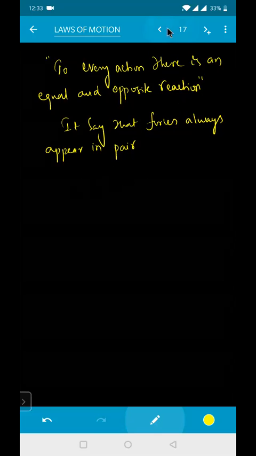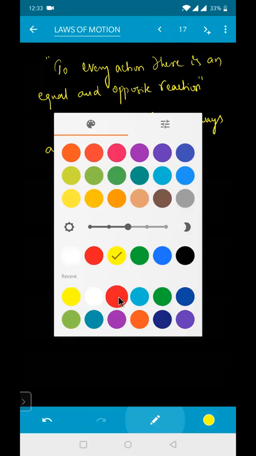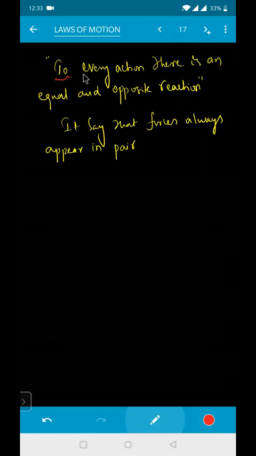So Newton's third law says that for every action there is an equal as well as opposite reaction, and they have equal magnitude, but they act on two different bodies. That is the reason the net force acting on any of these bodies will never be equal to zero. Is it clear for everyone? Yes, sir. Sure.